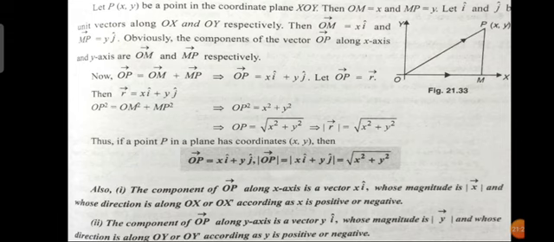Because if we square i, what is it? This is the unit vector. i square is 1. Similarly, j square is 1. So root of x square plus y square is the answer. It is to be remembered: if we take a position vector OP as xi plus yj, then modulus of OP is root of x square plus y square. Is it clear? Okay.